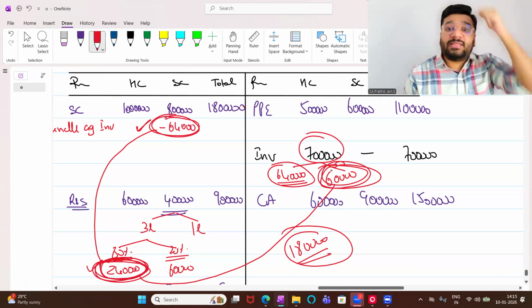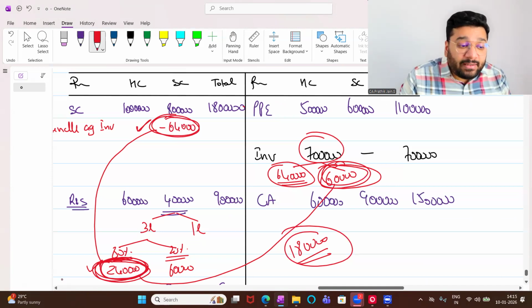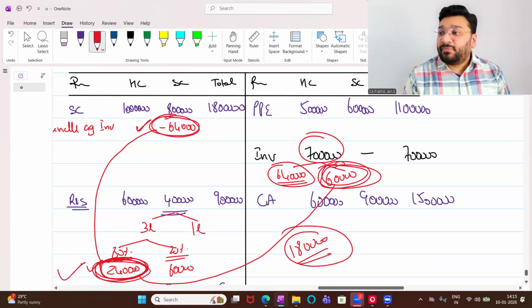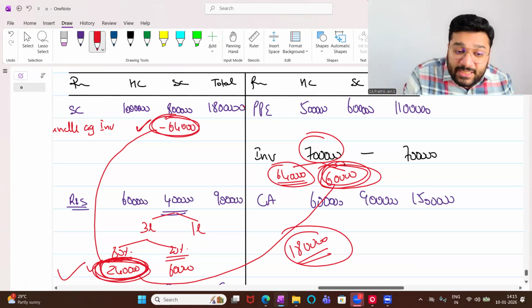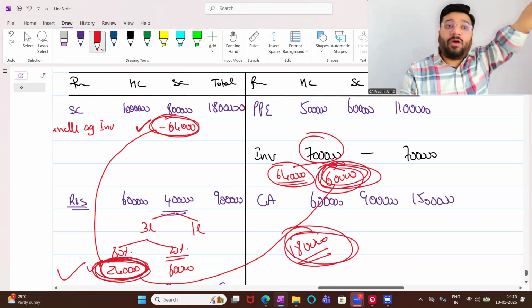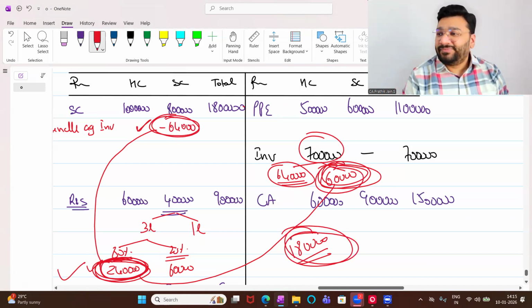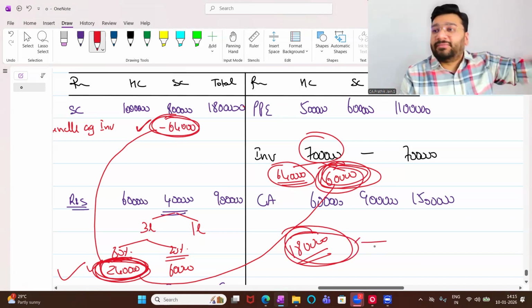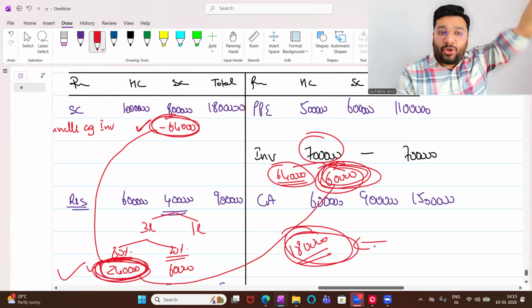So in future, when the subsidiary company distributes the profit, how much will they distribute? 240. How much will you get? 240. But in this 240, how much have you paid? 60 you have paid. So 180 of old profit you're getting free of cost. This 180 of profit, who earned it? X earned it. But you're getting it free of cost.